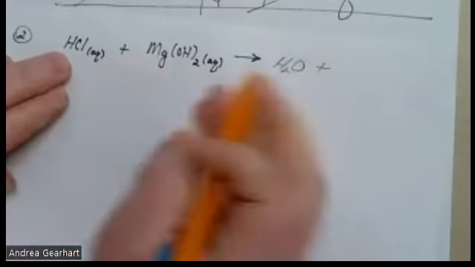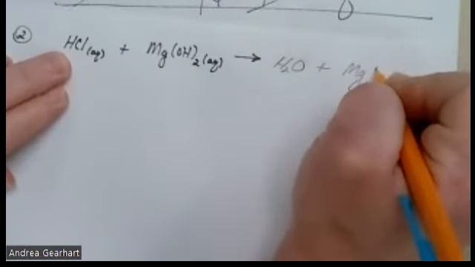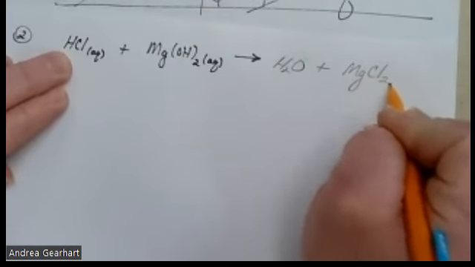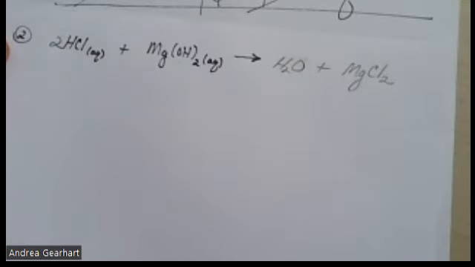And MgCl. Now we know +1, -2, that's our formula, +2, -1, so MgCl2. All right. Balancing, we are going to need a 2 there, and a 2 here. All right.